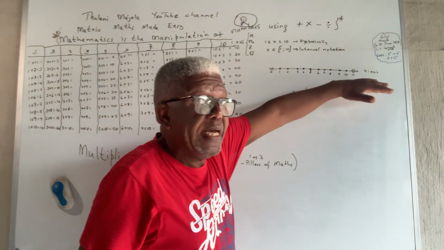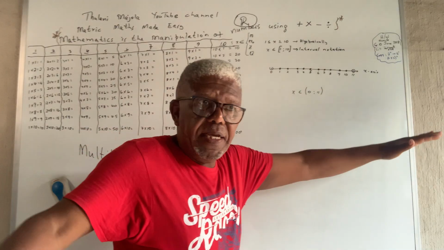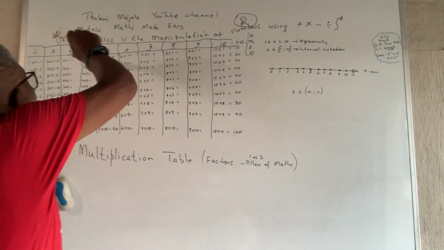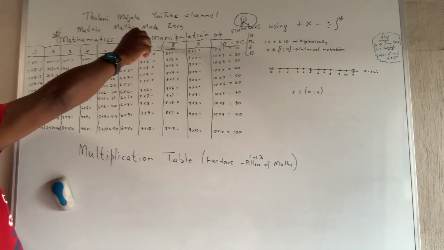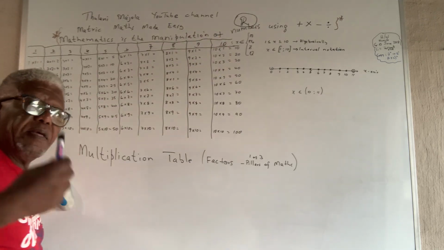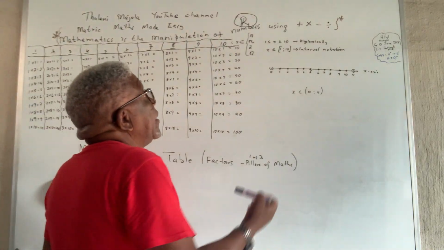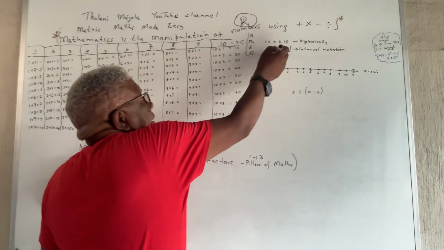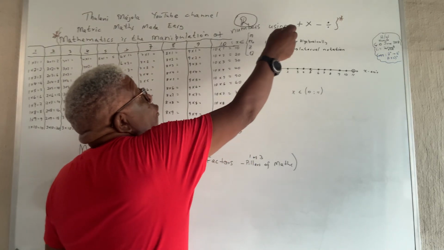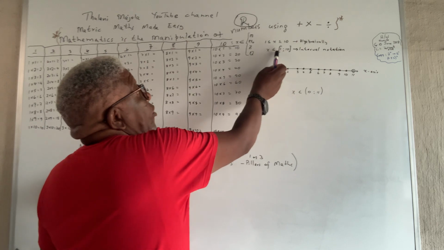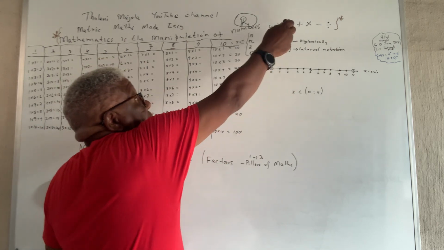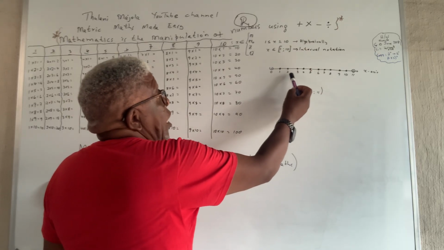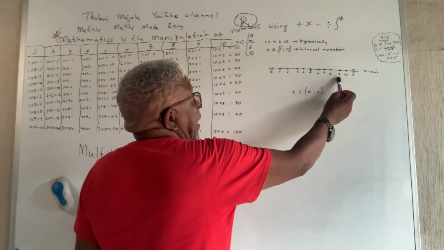We represent them by the symbol X. X represents all the rational numbers. The numbers we're dealing with now are 1, 2, 3, 4, 5, 6, 7, 8, 9, and 10, the multiplication table of those numbers. We represent them in interval notation: X is an element of [1, 10]. The square bracket means that 1 is included, and the square bracket on the other side means 10 is included. So it's 1, 2, 3, 4, 5, 6, 7, 8, 9, 10.